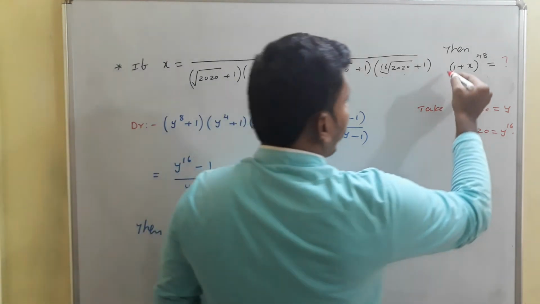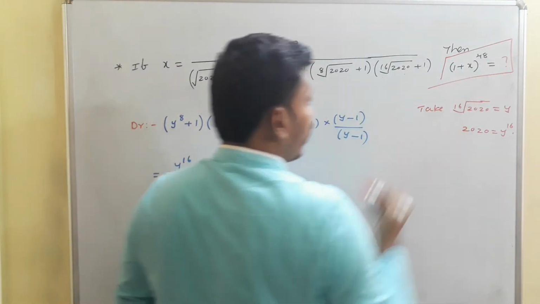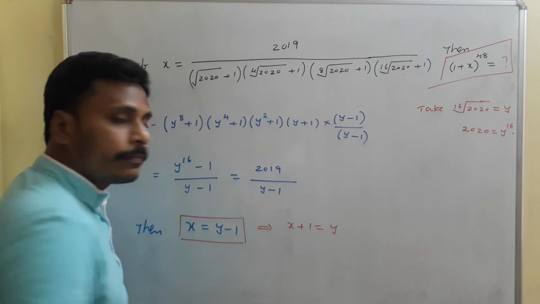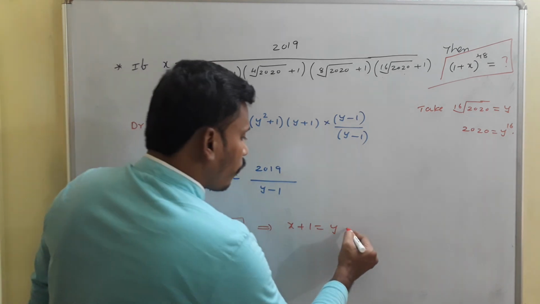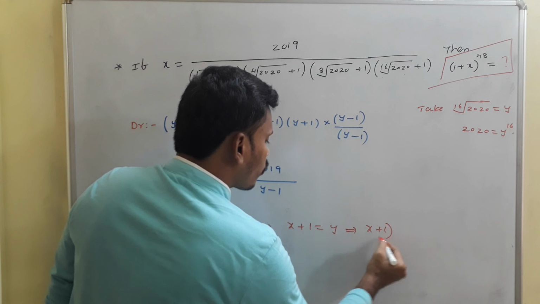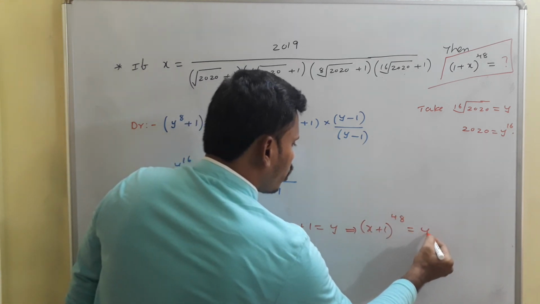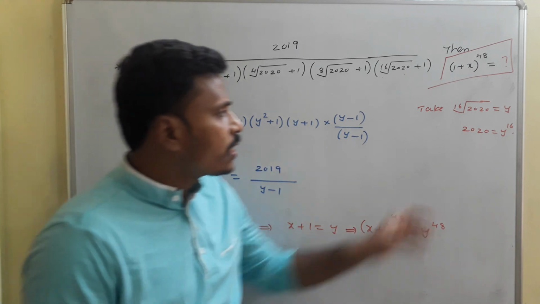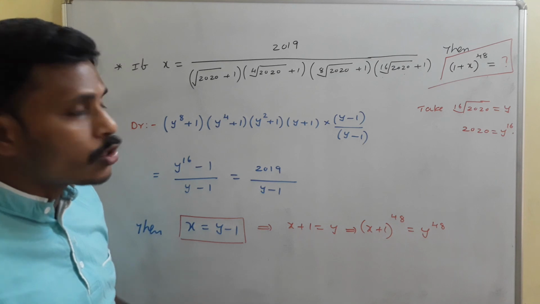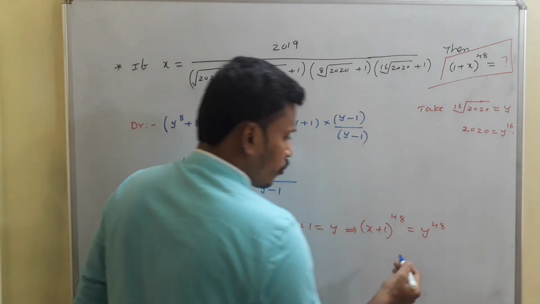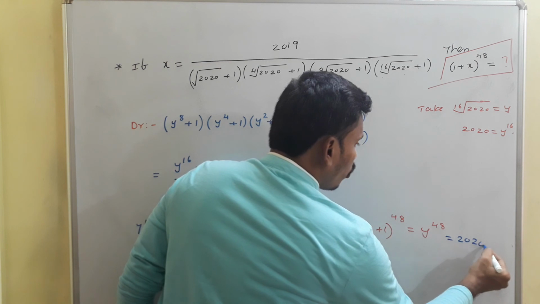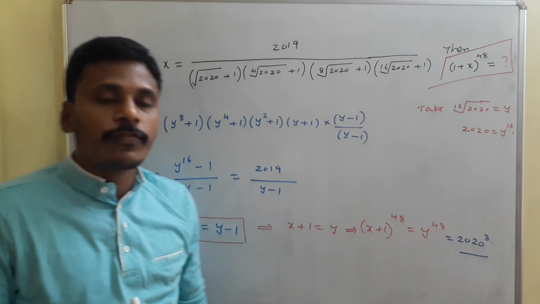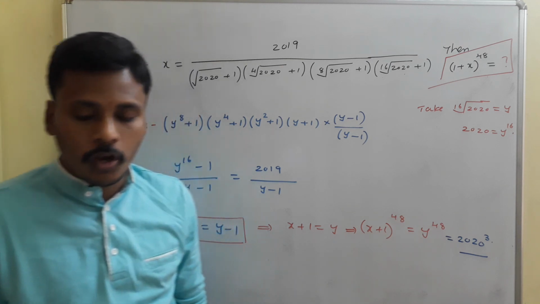But our target is to find the value of this 1 plus x power 48. So from there, what you say about x plus 1, which is equal to y. Since we need x plus 1 to the power 48, that implies x plus 1 to the power 48 is equal to y to the power 48. What is y actually? Y is this 16th root 2020. That means 2020 to the power 1 by 16. And whole power 48 is 2020 cube you will get. 1 by 16 into 48. And then your answer for the problem is this 2020 to the power 3. Okay, just have a look.